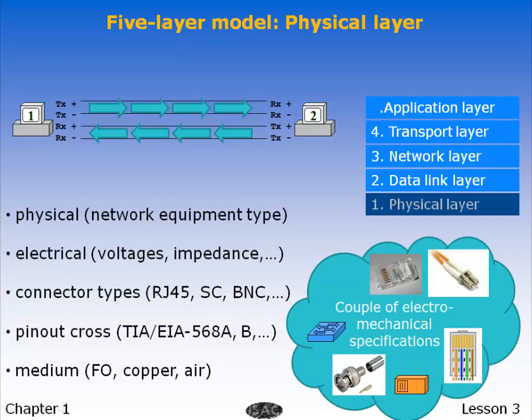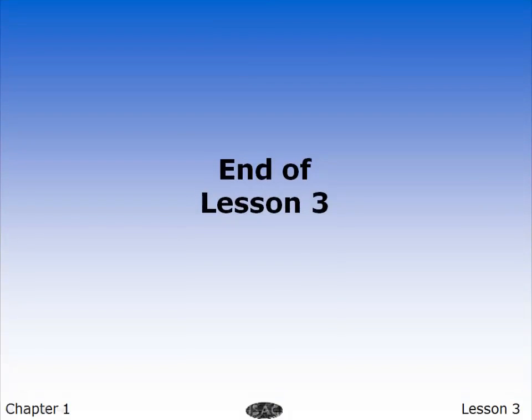Pinout cross, it could be TIA/EIA 568A or B, or other things. It's a cross connection. We'll talk about this later. So the medium could be fiber optic, copper, or air. So this is the end of lesson 3.